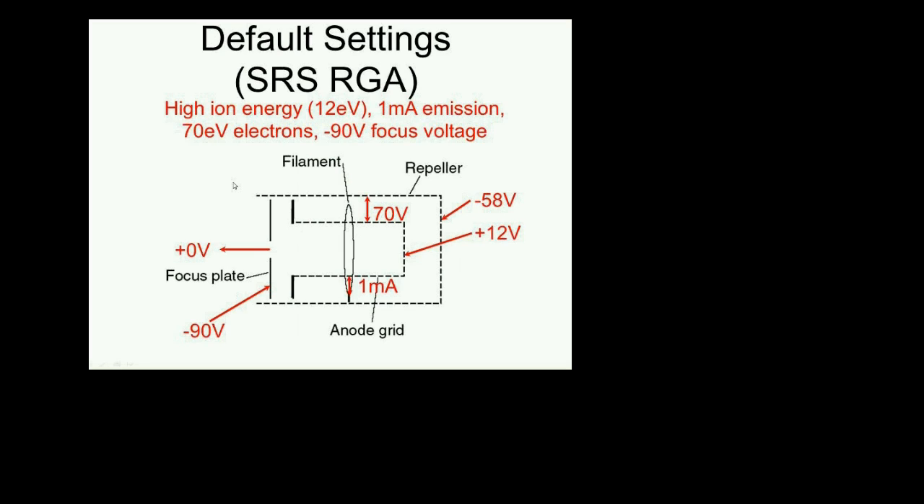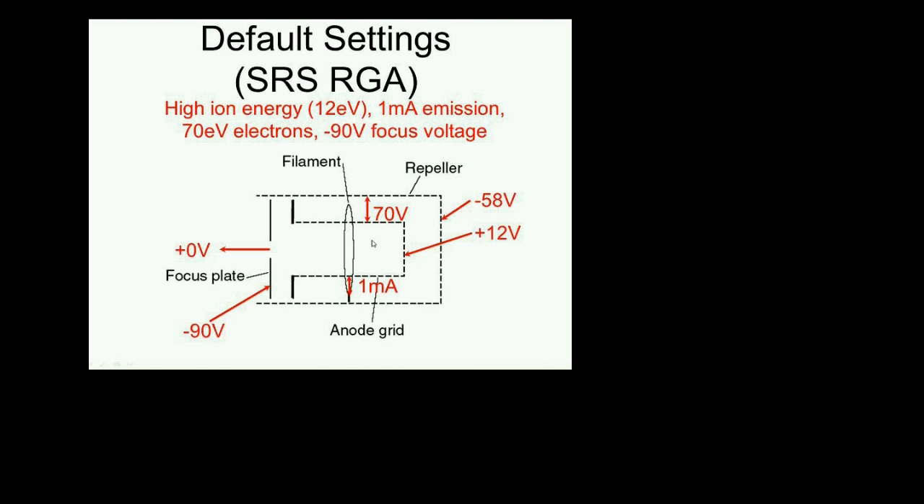So when you put in those default settings, in the case of the SRS RGA, this is how you do it. The 70 volts of electron energy is literally the difference in voltage between the repeller and the anode grid. The ion energy is simply the bias on the anode grid. The emission current is simply the amount of electron current that is captured by the anode grid. And finally, the focus plate is simply the voltage that this plate is biased to. So that's how it all comes together.